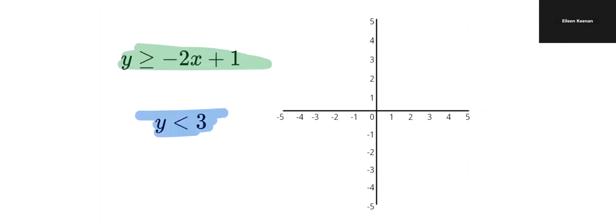Okay, so let's do our blue one first. So y is less than 3. Whenever we don't have an x, or whenever it's just y equals a number or x equals a number, we're going to have a straight line. We're going to have a line going either straight up and down or side to side. Our x equals will give us up and down, and our y equals gives us side to side.